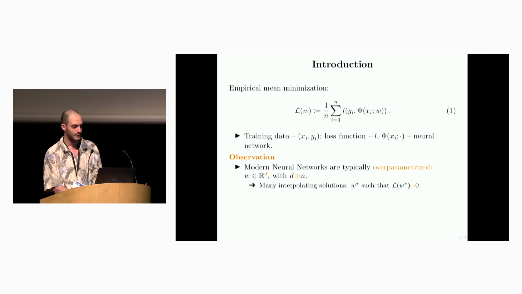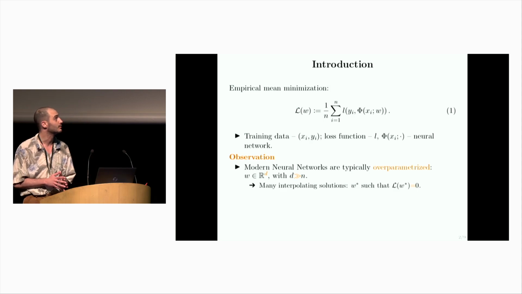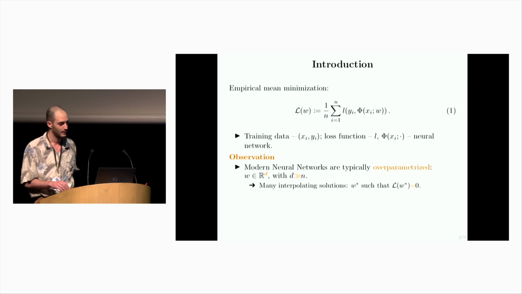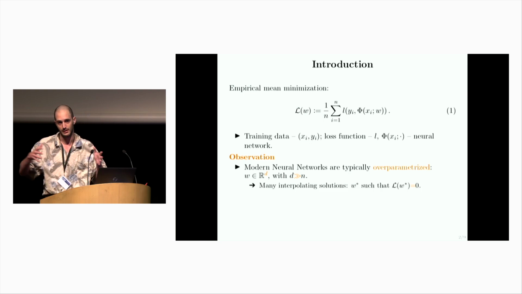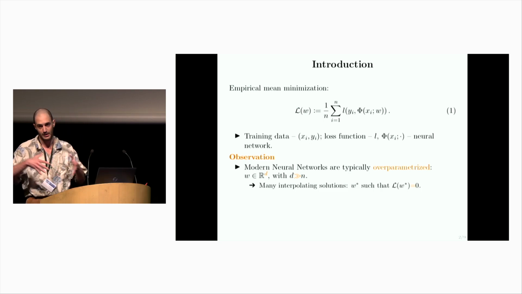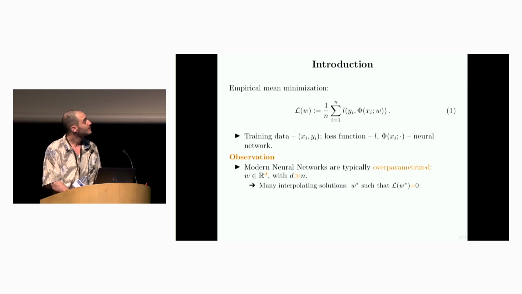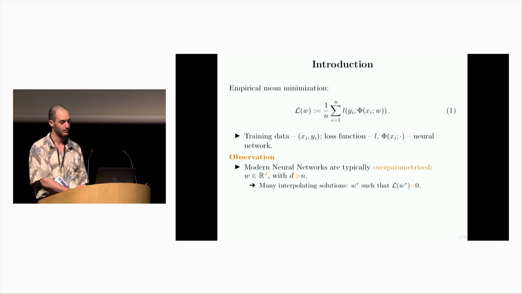And so to start with a small introduction, we're interested in the problem of empirical mean minimization. So you have some training data, some loss function, and you try to predict some labels by a neural network. And typically the motivation is that modern neural networks, as you know, are typically over-parameterized, which means that the dimension of the parameters is much larger than the number of data points, which means that typically we will have many interpolating solutions, so many points W stars that minimize the loss, that put the loss to 0.